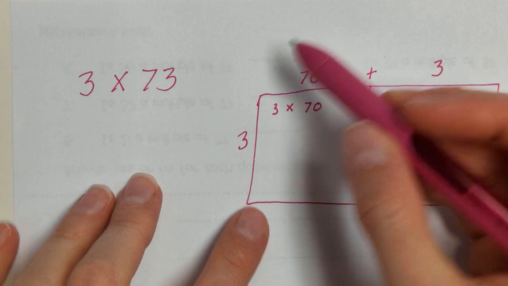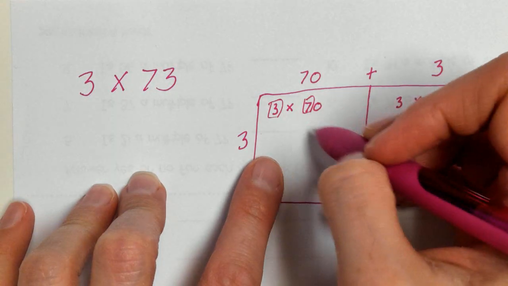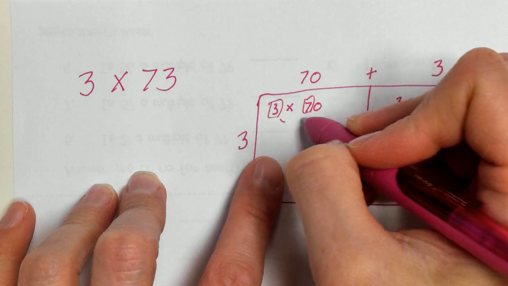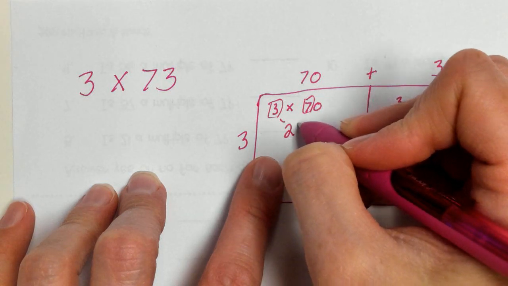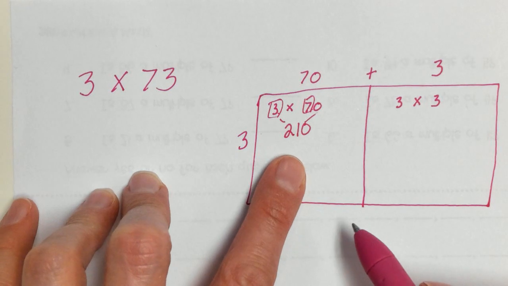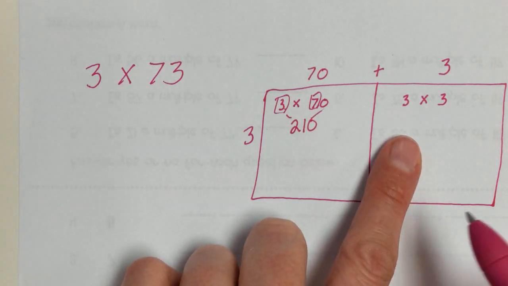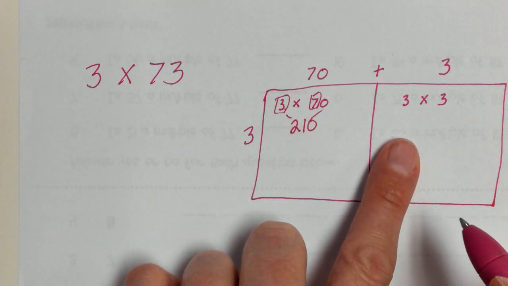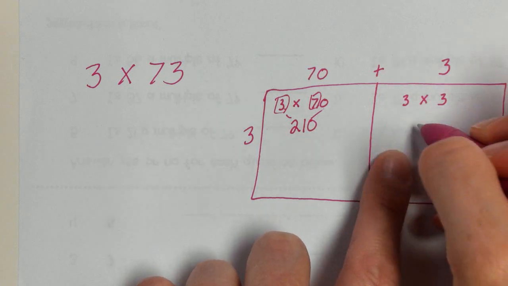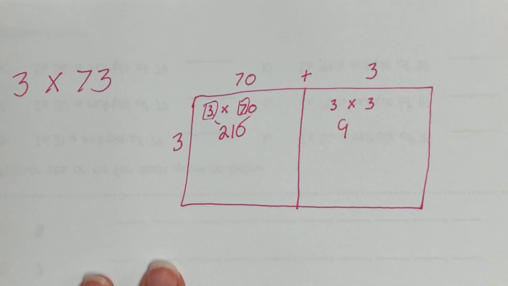All right, so when I multiply 3 times 70, what do I get? 21, and then you add that 0. Okay, 3 times 7 is 21, and then I bring down my 0, so that's 210. All right, and then I multiply 3 times 3, and I get 9. And then what's the last part for my multiplication problem?